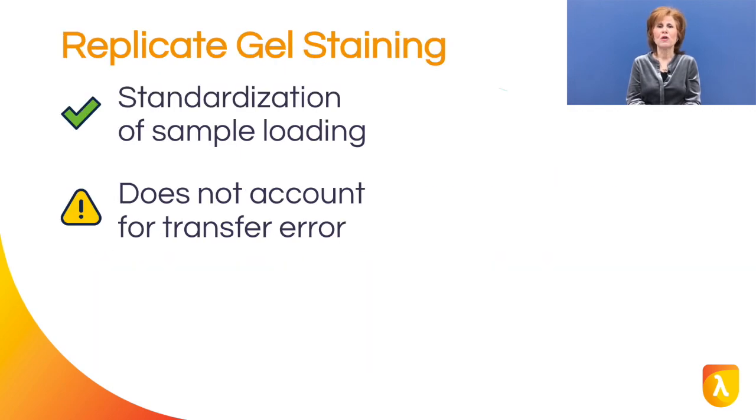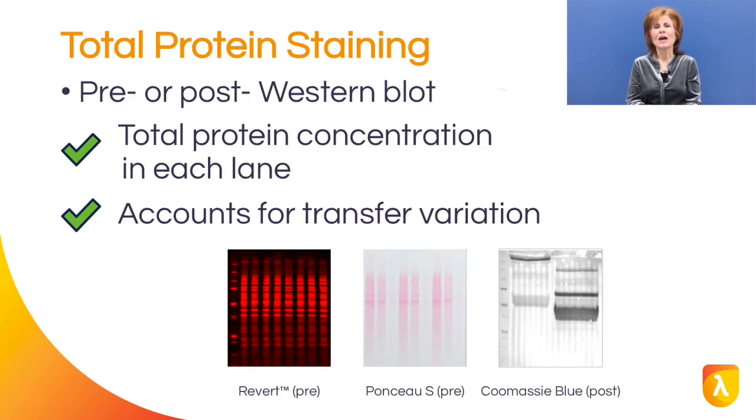Staining a replicate gel for comparison is an excellent method for standardization of sample loading. It does nothing, however, to address potential inconsistencies that can occur during transfer. Direct staining of the membrane either before or after immunodetection gives you the total protein concentration for each lane and accounts for the associated transfer variation if present.